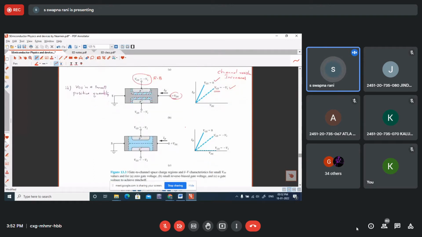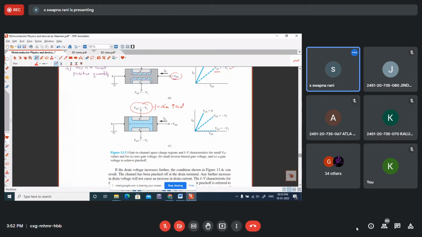Now assume that we have further increased the negative voltage. Assume that VGS is increased further such that the two depletion regions will come in contact.